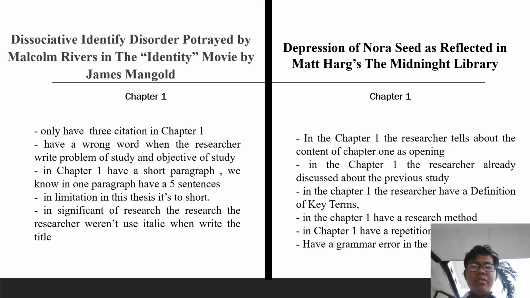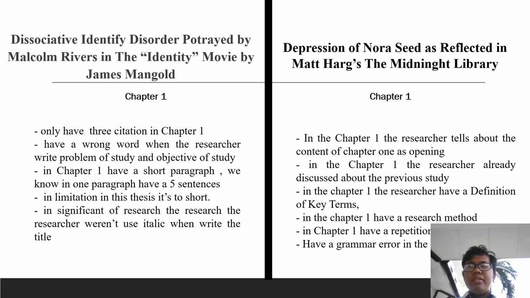In chapter one, thesis one has some differences. The first one only has three citations in chapter one, and it has wrong words when the researcher writes the problem of the study and the objective of the study. Then chapter one has a short paragraph. We know one paragraph should have five sentences, but the limitation in this thesis is too short. And then in the significance of research, the researcher did not use italics when writing the title.